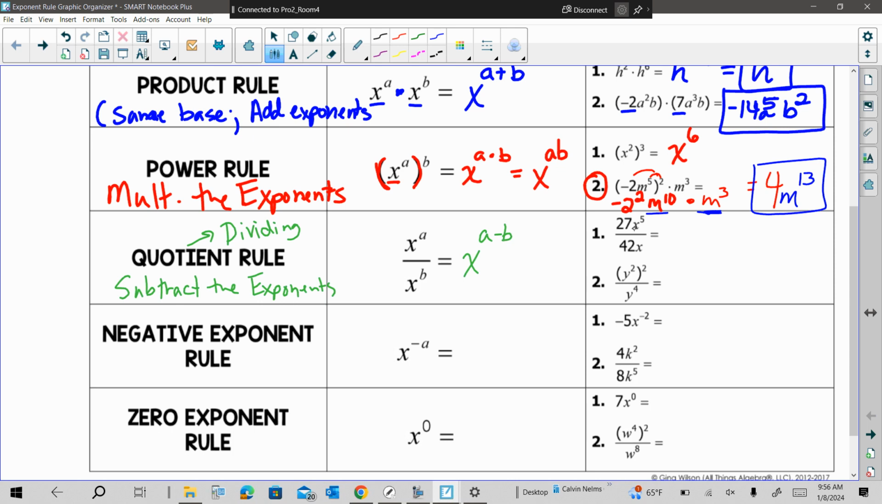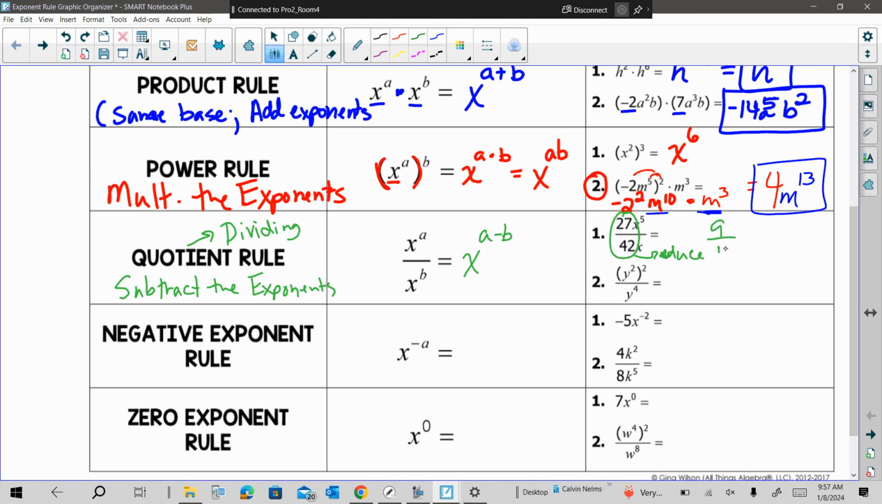Now, on number 1 here, for the coefficient, for just these numbers, you just do that like you normally do any fraction. It's like saying 27 over 42, or 27 divided by 42. This would reduce. So you can use your calculator to reduce it, but you're going to simplify this fraction. Did you say 9 over 14? Yeah, okay. That's reduced.